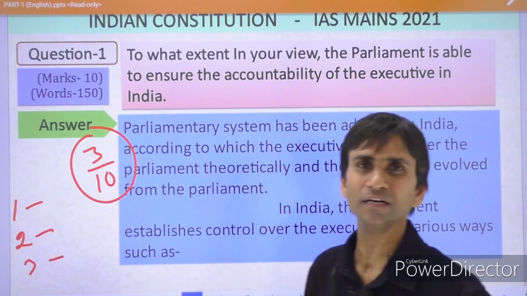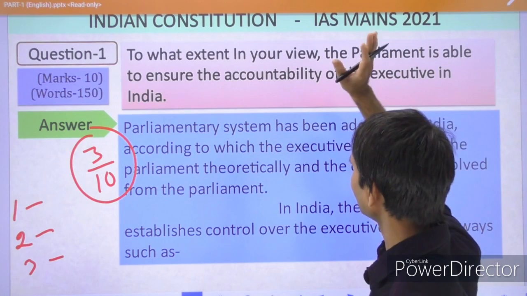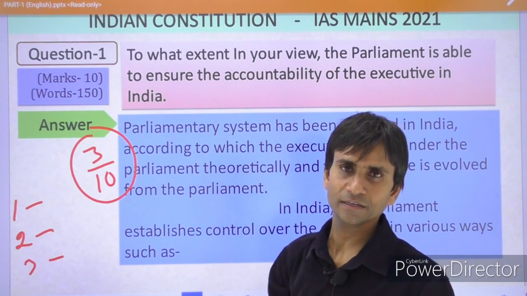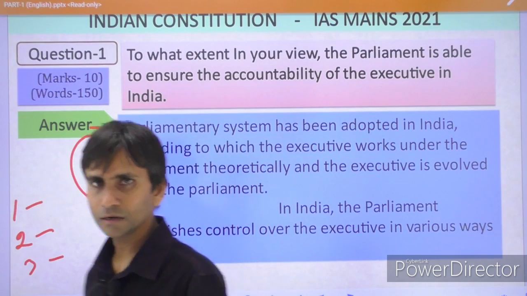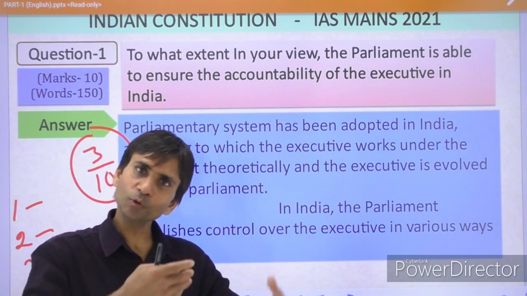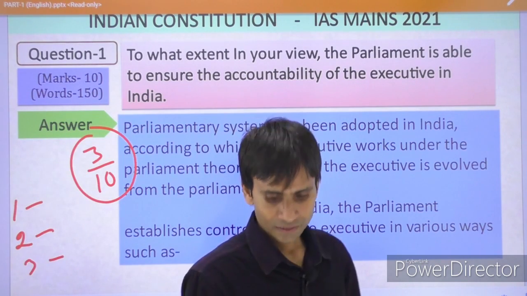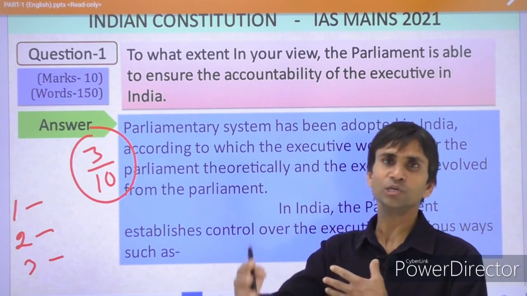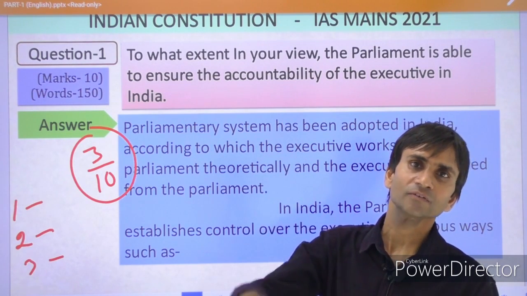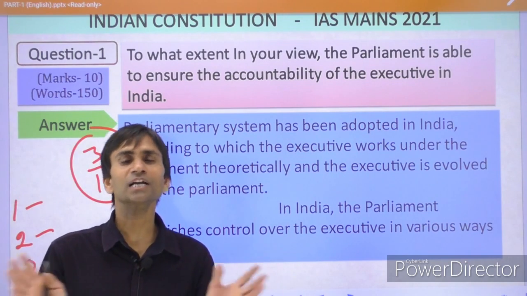Firstly, you should read the question more than once and try to understand the terminology used by the UPSC. Then you have to explain the answer according to 'to what extent'. You can say to a large extent, to a great extent, or only to some extent. In this way you have to conclude your answer. Then you should write that in the parliamentary system there is a relationship between the executive and legislature or parliament, because the executive has its origin within the parliament. So definitely parliament has so many ways of controlling the executive.